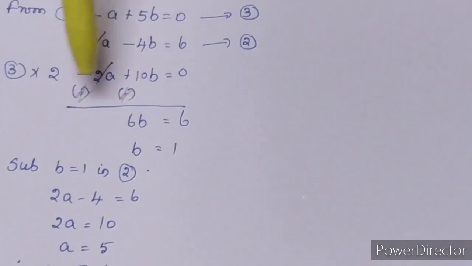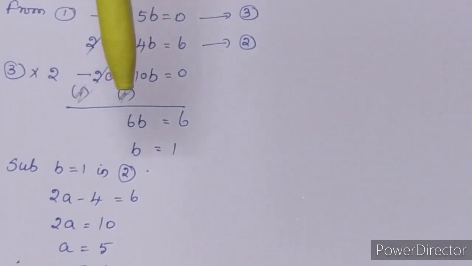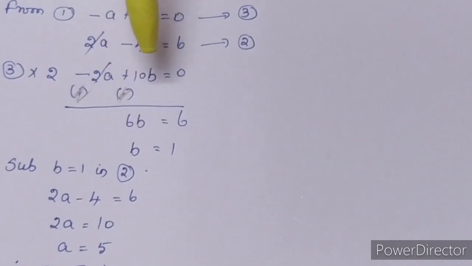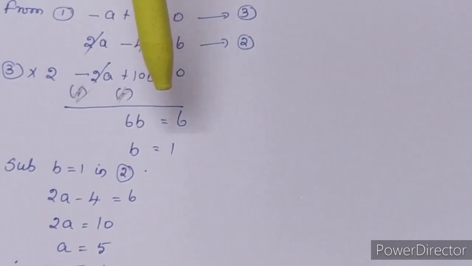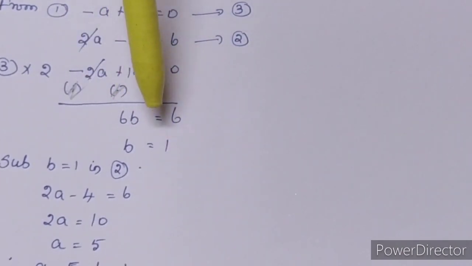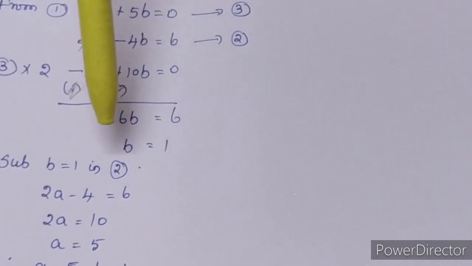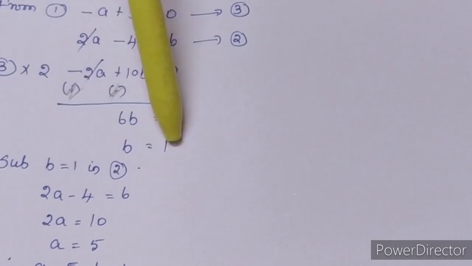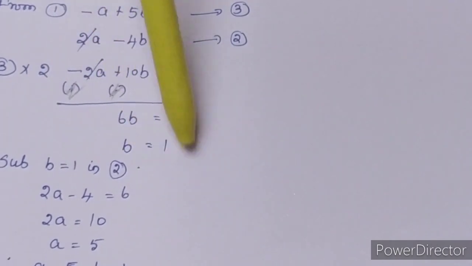So here plus 2a minus 2a will get cancelled, and minus 4b plus 10b. What will result? Minus 4b plus 10b means subtracting, so 6b. And as it is, 6, 0 means no value, so you can write just 6. So 6b is equal to 6, b is equal to 1. Here 6 in multiplication on the other side goes in division. Therefore b is equal to 1.